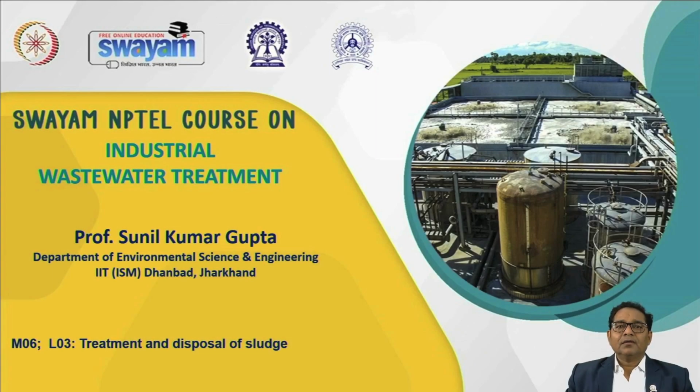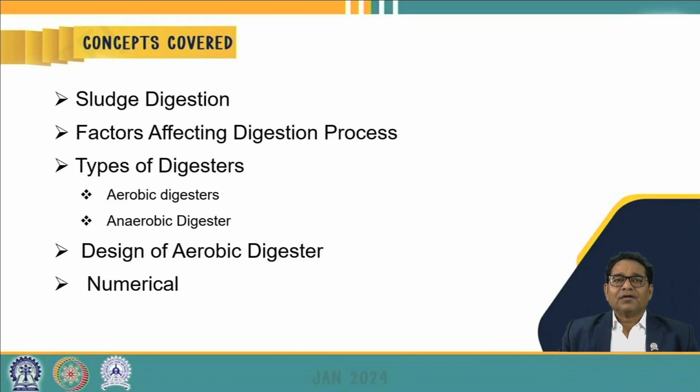Welcome you all. Today I am going to deliver lecture 3 of module 6, which is on treatment and disposal of sludge. Under this, we are going to cover the sludge digestion process, the factors which affect this digestion process, and the different types of digesters we use, like aerobic digesters and anaerobic digesters. Finally, we will go into more detail on the design of aerobic digesters, and also take one numerical example to illustrate how anaerobic digesters can be designed.